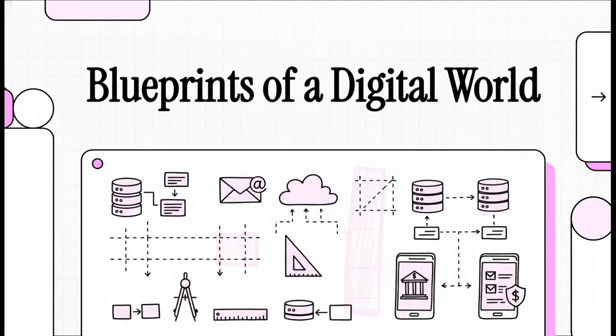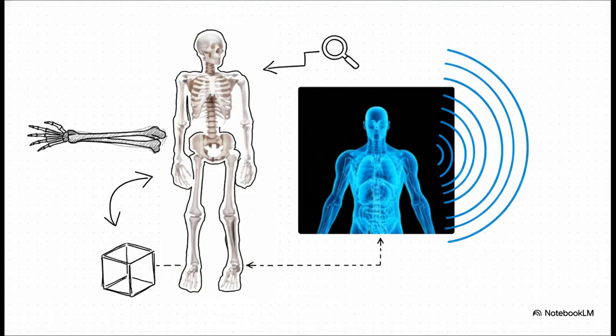Have you ever stopped and wondered what's actually holding together a massive app like Gmail or your entire online banking system? It's not magic, even though it can feel like it. It's architecture. And today, we're going to pull back the curtain and look at the hidden blueprints that make our whole digital world tick. To get our heads around this, let's start with a really simple analogy.